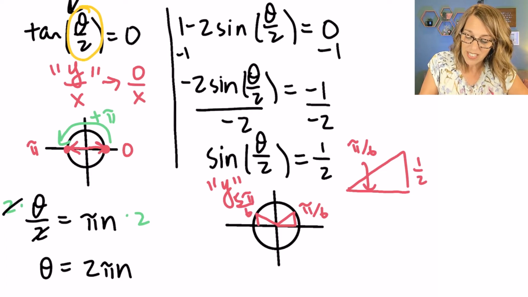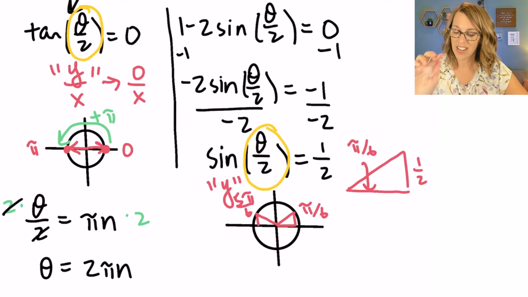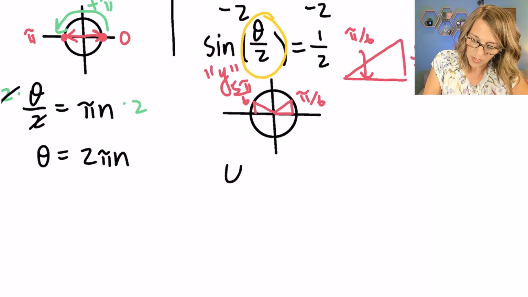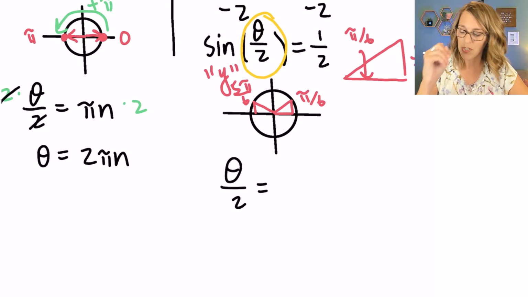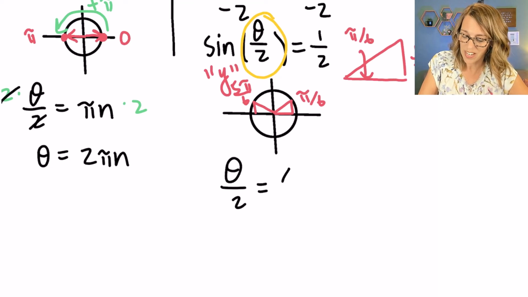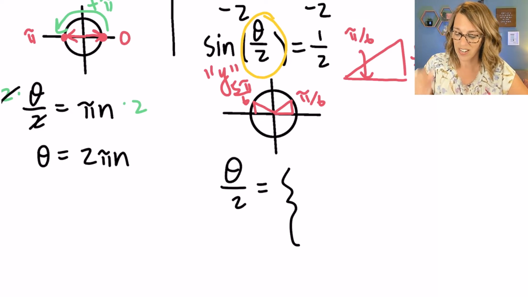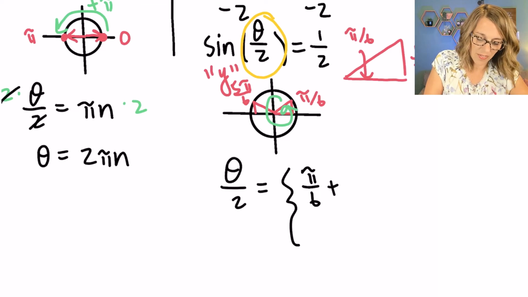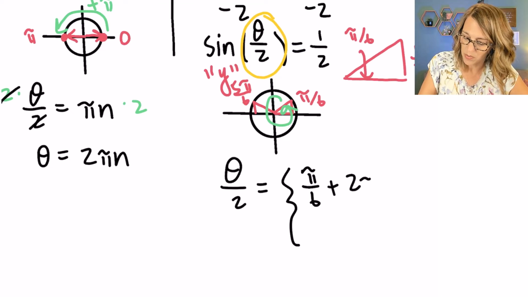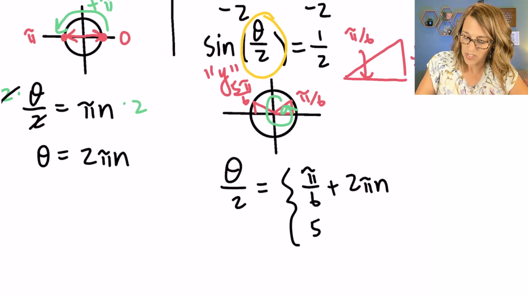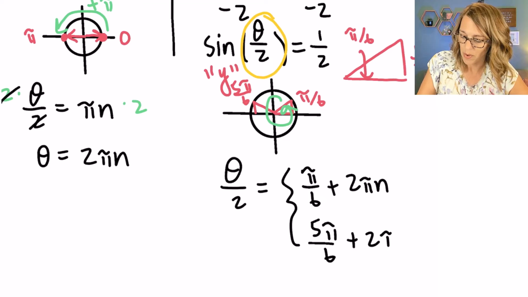But remember, this is my angle value theta divided by 2. So I can say that theta divided by 2 is equal to, I really don't have a nice relationship here. So I need to write this out as a two-part solution. So I can take my pi over 6 and add multiples of 2 pi. So this is going to be 2 pi n. And I can do the same thing with the angle in the other quadrant. So that would be 5 pi over 6 plus multiples of 2 pi n.